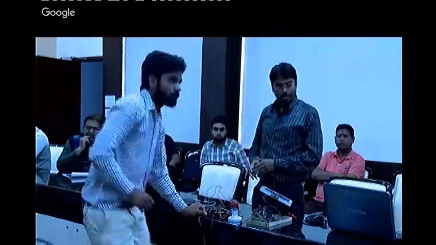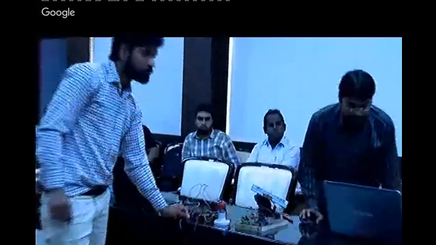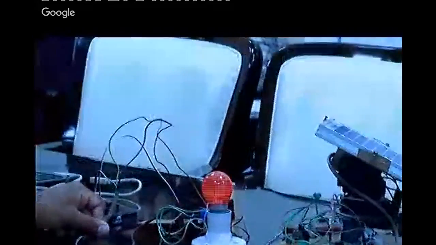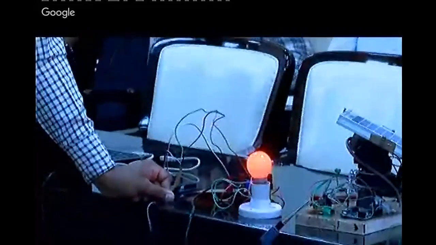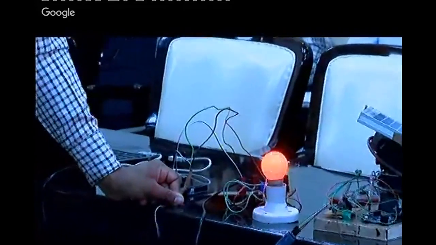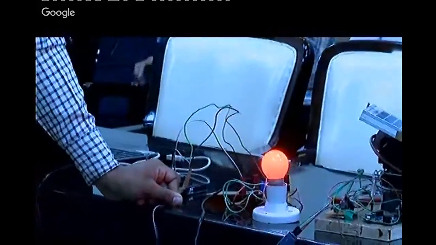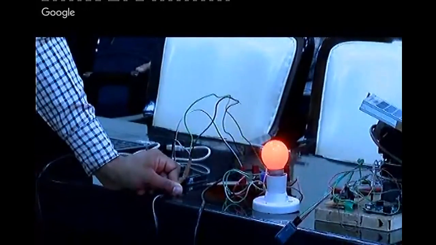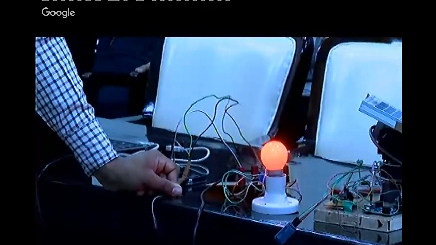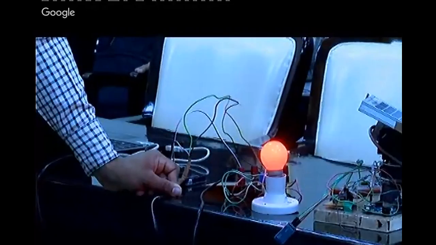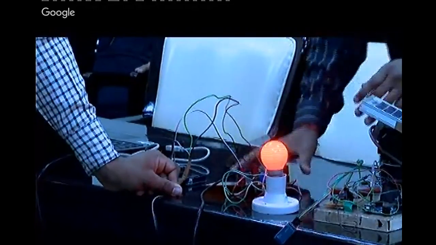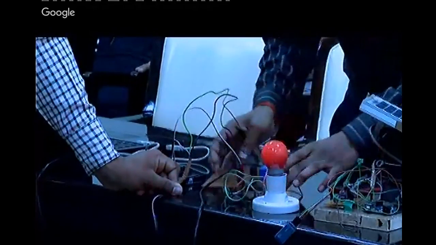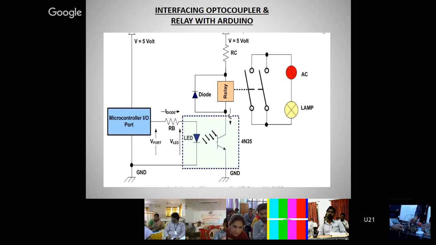You can see here, and the circuit diagram also. You can see. This is the circuit diagram of this project, and at first I want to show you the hardware component. This is the circuit diagram, and you can control it using the optocoupler.